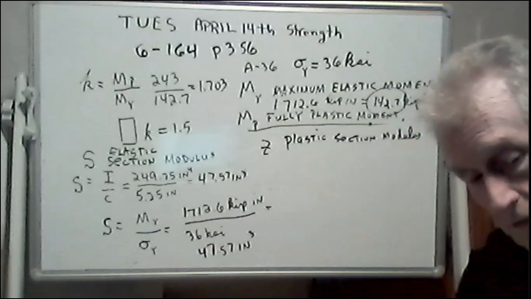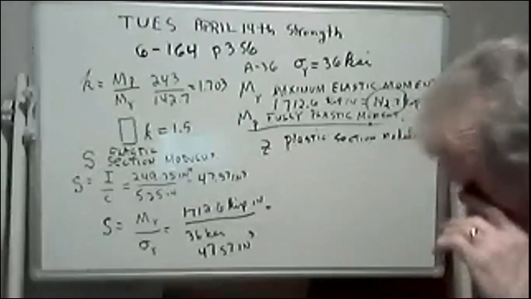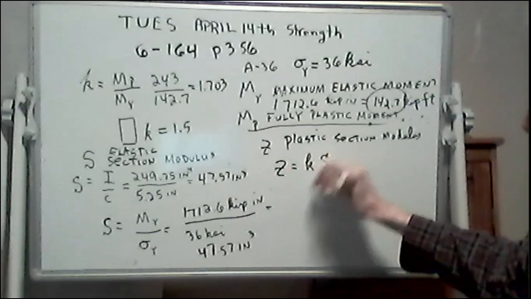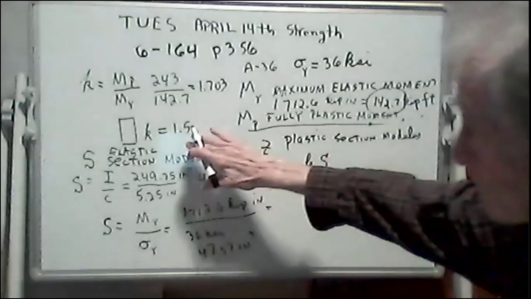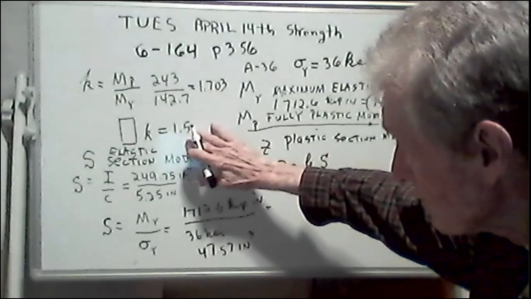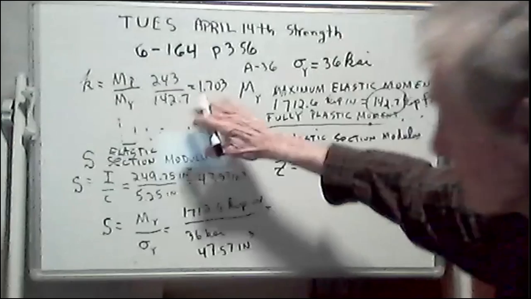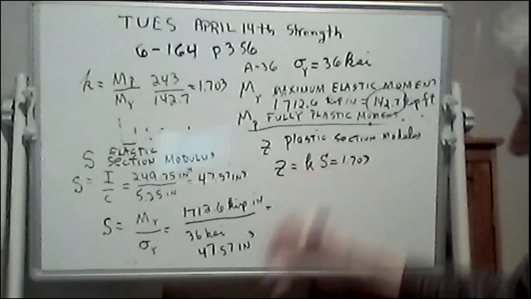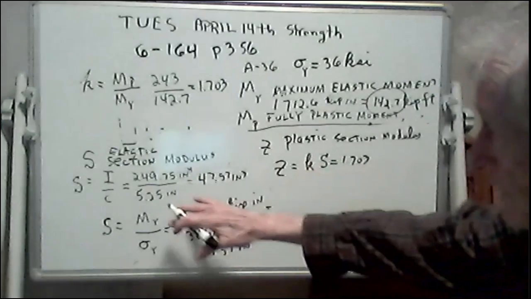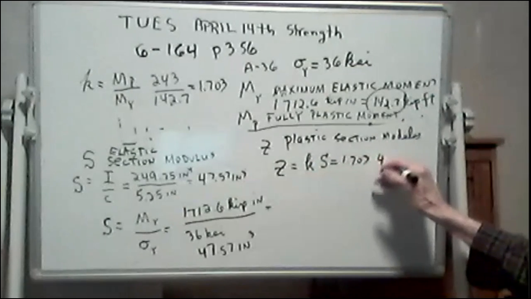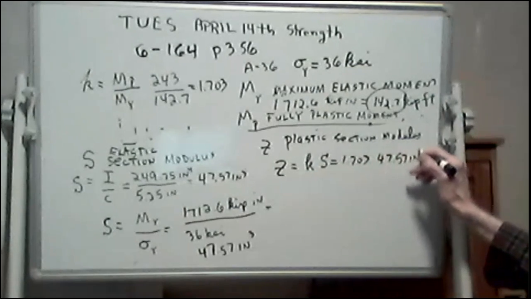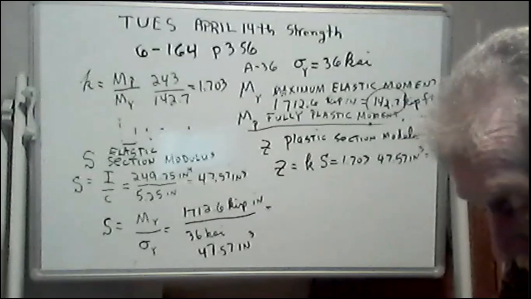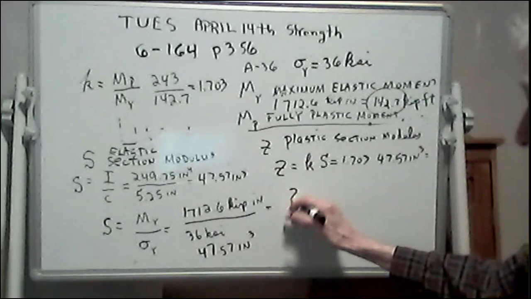And there's two equations for it. One of them goes like this. You take the shape factor, which isn't 1.5. Remember, that's for a rectangle. Forget that. Our shape factor is 1.703. It's just a dimensionless number. Times your elastic section modulus, which is 47.57, and you can get your plastic section modulus. I'll show you what good it's for here in just a second, but there's another equation that goes like this.